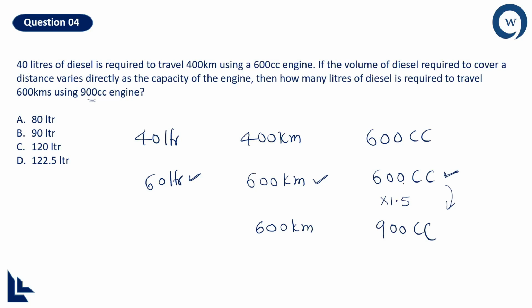or a 50% increment happened in the engine capacity. Then the fuel required will also be increasing by 50%. What is a 50% increment in 60? 50% of 60 will become 30, or you can directly do it like this, 1.5 times of 60, which is 90 liter. I hope the question is clear to all of you. The right answer to this problem is 90 liter.